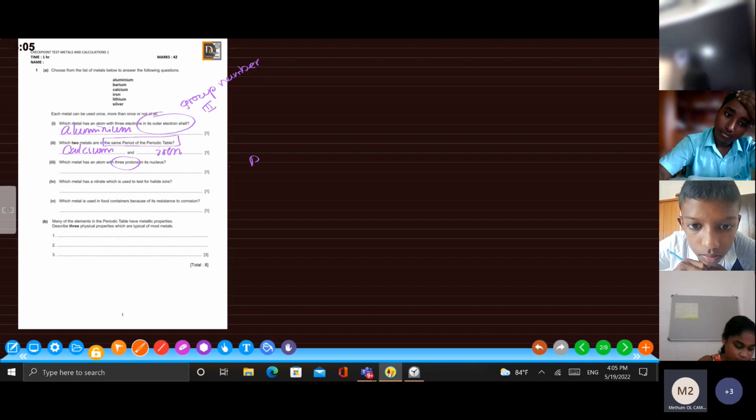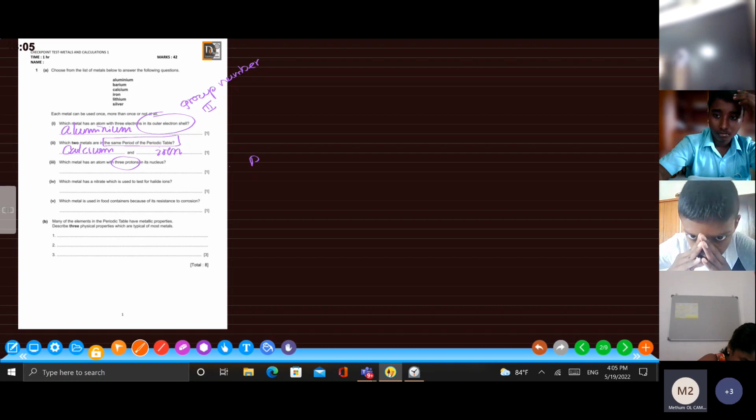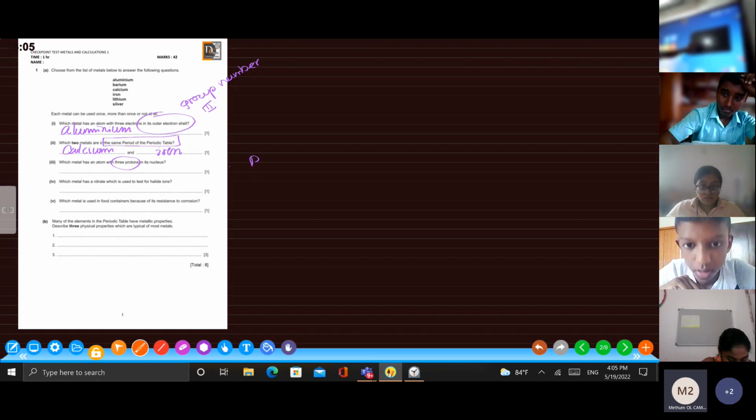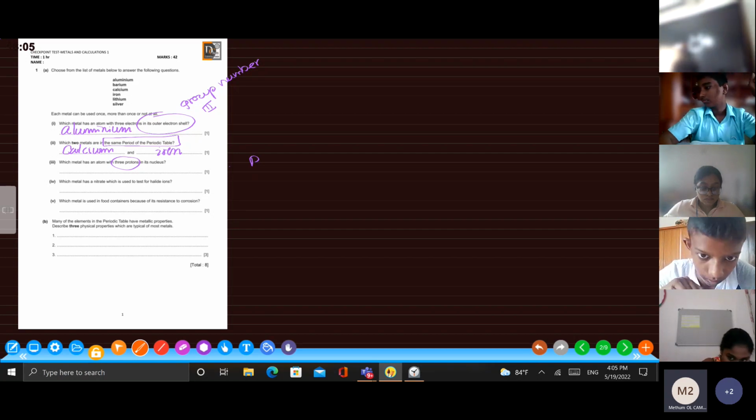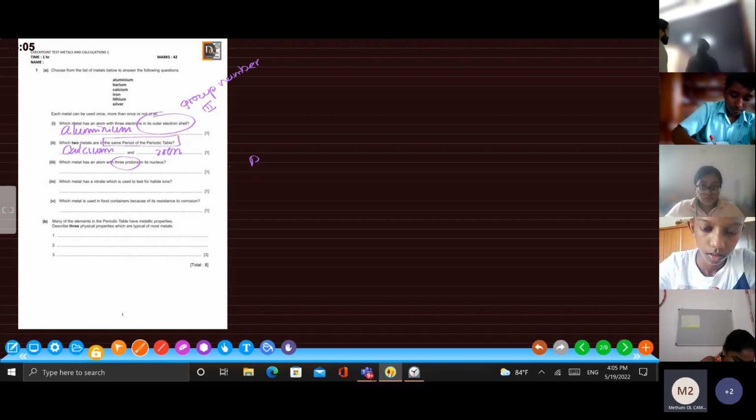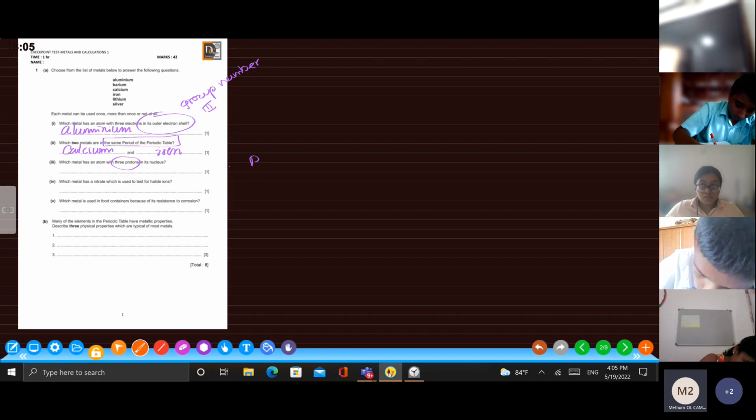The number of protons in the nucleus means the atomic number. That's the hint that you should know. The number of protons in the nucleus is equal to the atomic number. So they are saying there are 3 protons in the nucleus, that means the atomic number is 3. So whose atomic number is 3? Lithium. Then the answer is lithium.